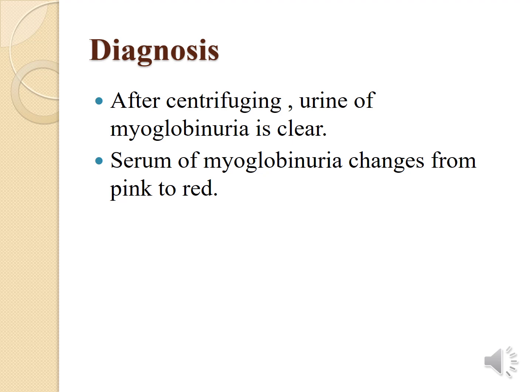And how is it diagnosed? After centrifuging the urine sample, the urine of myoglobinuria remains clear, and the serum of myoglobinuria changes from pink to red color.